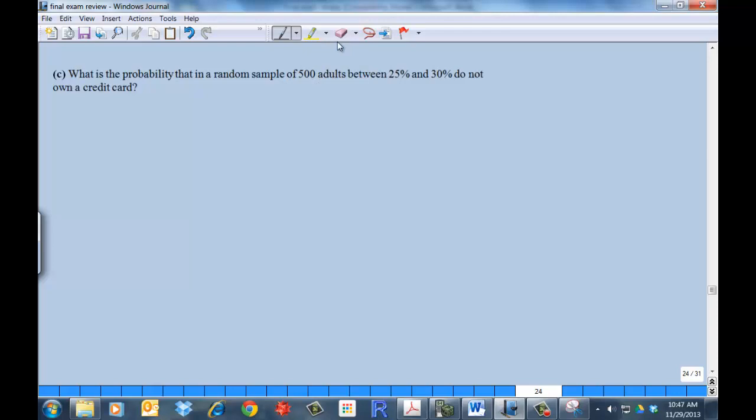Now, since everything is the same, we can go ahead and use the same exact distribution that we used before, which is p hat follows the normal distribution with a mean of 0.29 and standard deviation 0.0203.